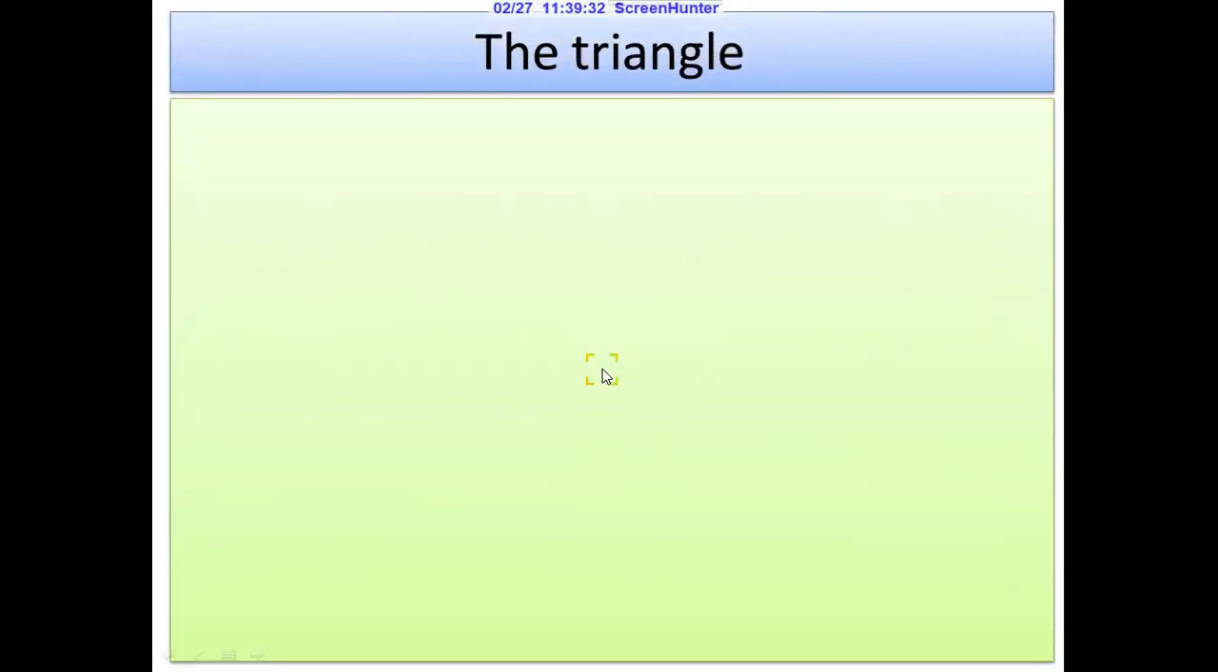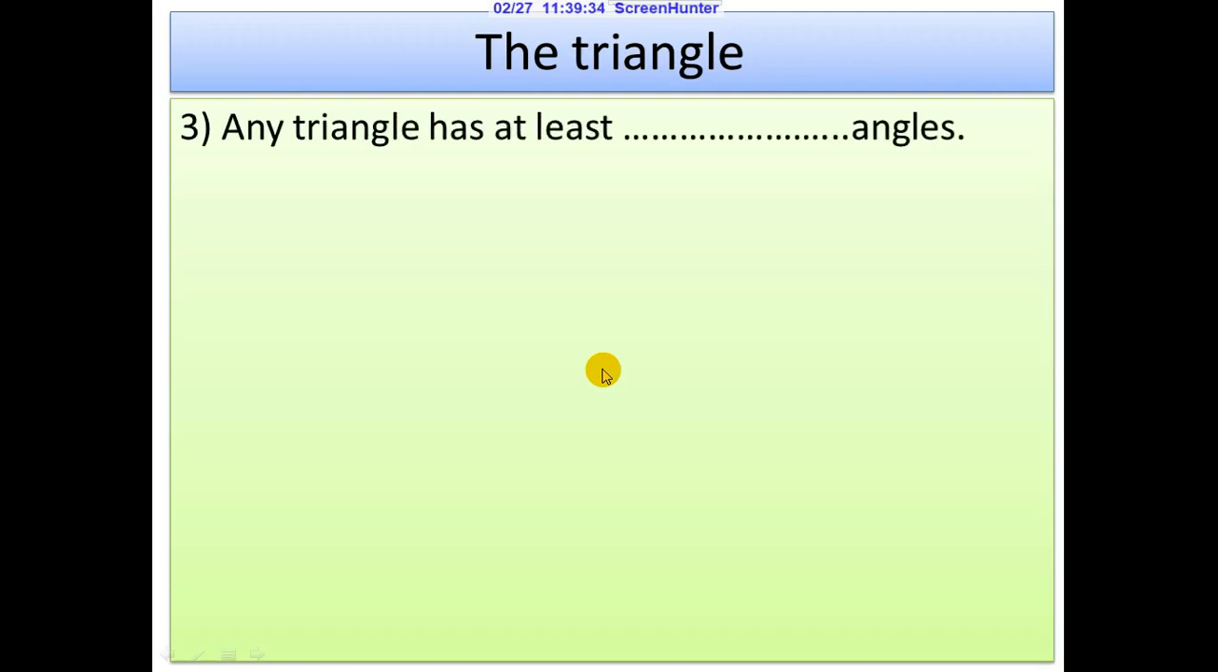The triangle. Any triangle has at least how many acute angles? Yes, it has at least two acute angles. Any triangle has at least two acute angles. It may have three acute angles, but when we say at least, we must say two acute angles.